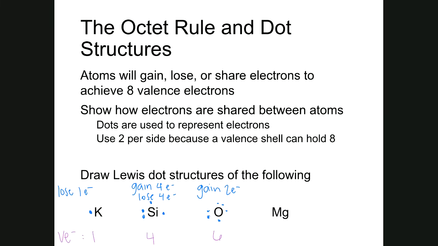Then we look at magnesium, find it on the periodic table. We see magnesium has valence of 2. And so remember, we want to keep the 2 electrons in the s orbital together. So we just keep them on one side. So is it easier to gain 6 or to lose 2? It's going to be easier to lose 2 electrons.